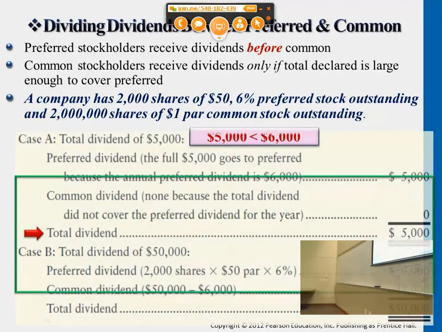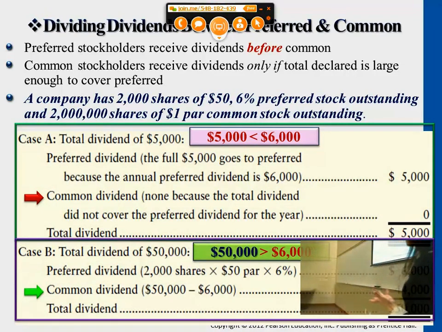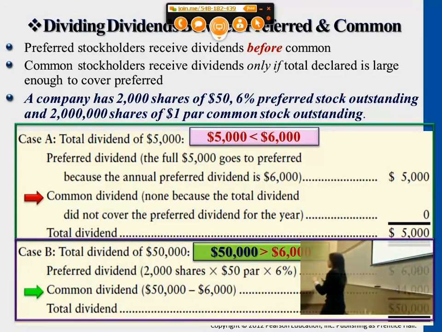Okay, now another thing for dividing dividends between preferred and common, here are two examples. It looks very complicated, but really it's very simple. In the first example, the company declares $5,000 of dividends. In the second example, they declare $50,000 of dividends. So these are two cases, $5,000 dividends and $50,000 dividends. Sometimes common shareholders will receive nothing. That's the first case. Or just receive a little bit.